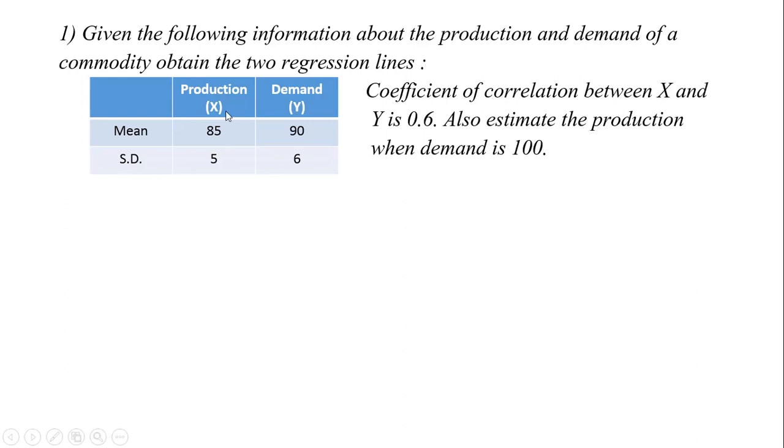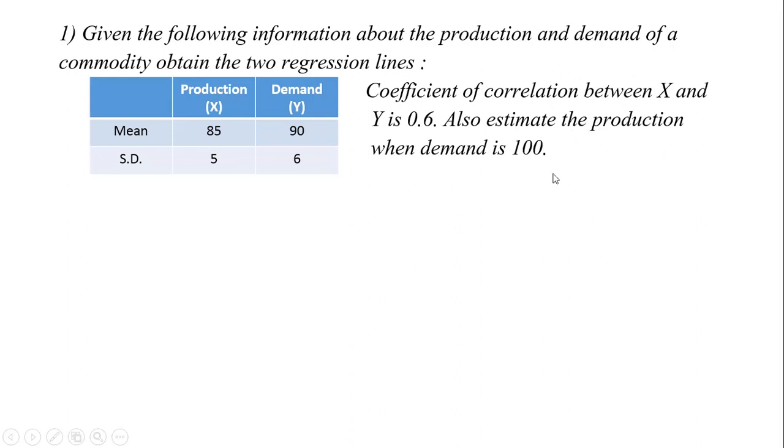Now standard deviation of production, that is standard deviation of x, is 5. Therefore sigma x is 5. Standard deviation of demand, that is standard deviation of y, is 6. That is, sigma y is 6. Instead of giving values of x bar, y bar, sigma x, sigma y directly, these values are given in tabular form. Coefficient of correlation between x and y is 0.6. That means value of r is given, it is 0.6.